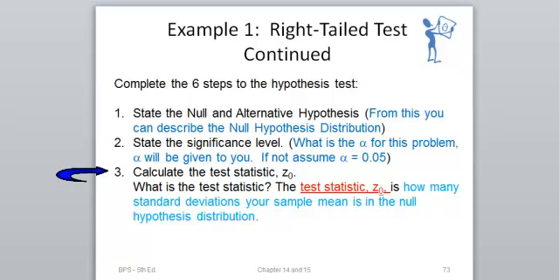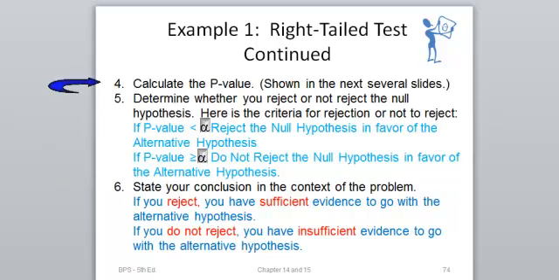How do we calculate the test statistic? And again, what is that test statistic? The test statistic is how many standard deviations your sample mean is in the null hypothesis distribution. In other words, it's just getting a z-score. Calculating the p-value, well, that's what we're going to learn how to do in the next several slides.